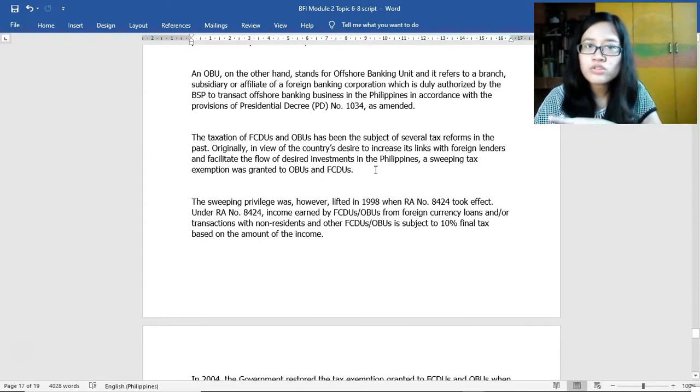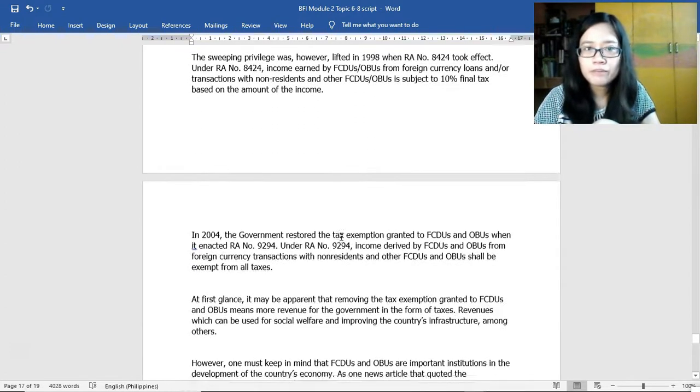The taxation of FCDUs and OBUs has been the subject of several tax reforms in the past, originally in view of the country's desire to increase its links with foreign lenders and facilitate the flow of desired investments in the Philippines. A sweeping tax exemption was granted to OBUs and FCDUs. So yun nga, that's one of the incentives, to encourage them to come here, operate. The sweeping privilege was, however, lifted in 1998 when RA number 8424 took effect. Under that law, income earned by FCDUs and OBUs from foreign currency loans and/or transactions with non-residents and other FCDUs or OBUs is subject to 10% final tax based on the amount of the income, right?